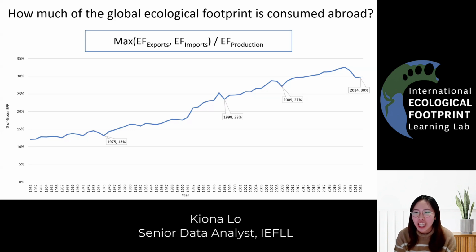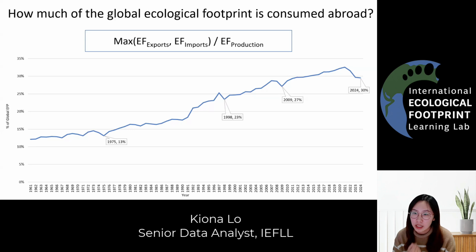From this graph, we can see that from the 1960s, around 10 to 15% of our production was consumed through trade. Over time, this percentage has increased steadily, and now it has nearly doubled to just under 30%. This means that nearly 1/3 of the world's total production is not consumed domestically, but rather consumed in another country through trade.